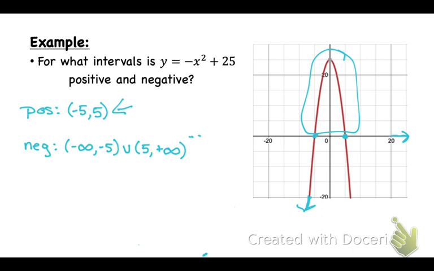So this is negative, correct? Yes. And is this negative? Yes. So from negative infinity to where? What is that point right there? Negative 5. It's negative. Then it went positive, and then it's going to come down and go negative. So we're at 5 to where? Infinity. There you go.